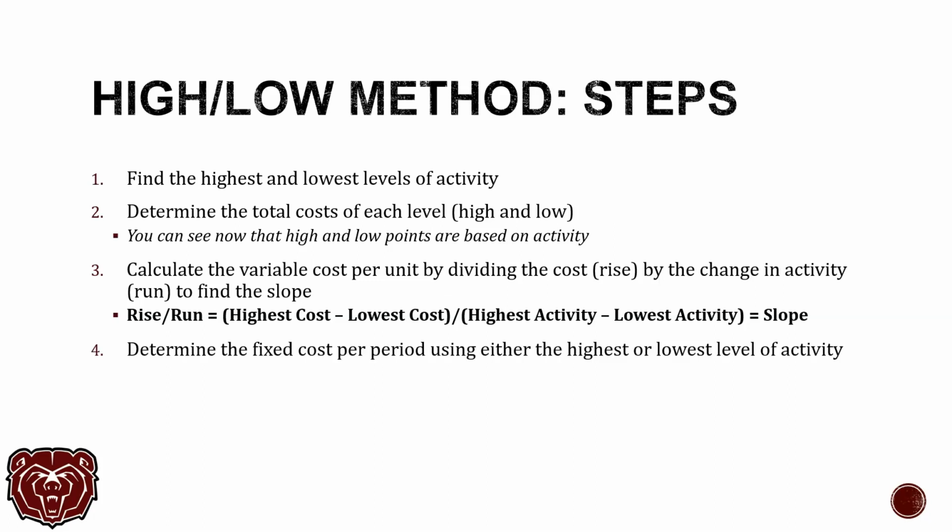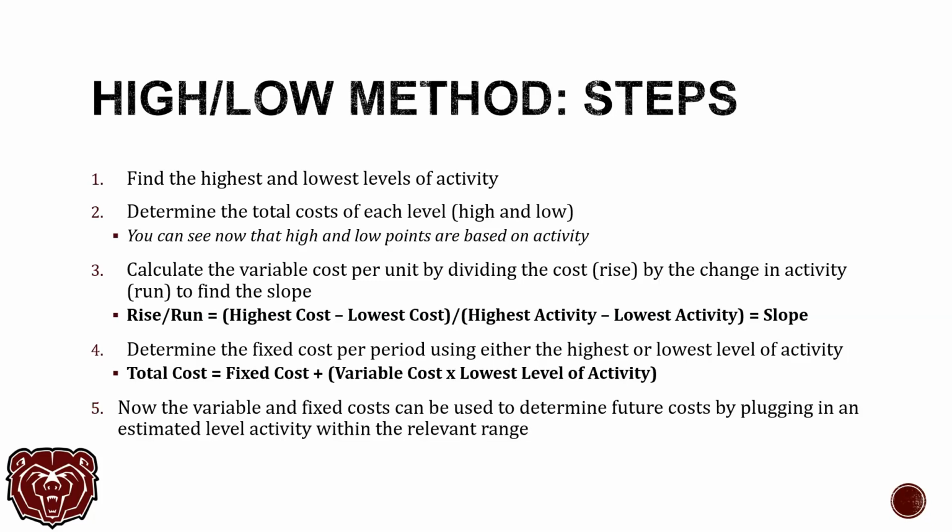So finally, you are going to determine the fixed cost per period using either the highest or lowest level of activity. Make sure that you use one of those, not both of those. Typically in our examples, we're just going to use the lowest level of activity. So again, our total cost is our fixed cost plus our variable cost times our lowest level of activity. Okay, said that a lot, but just follow this process.